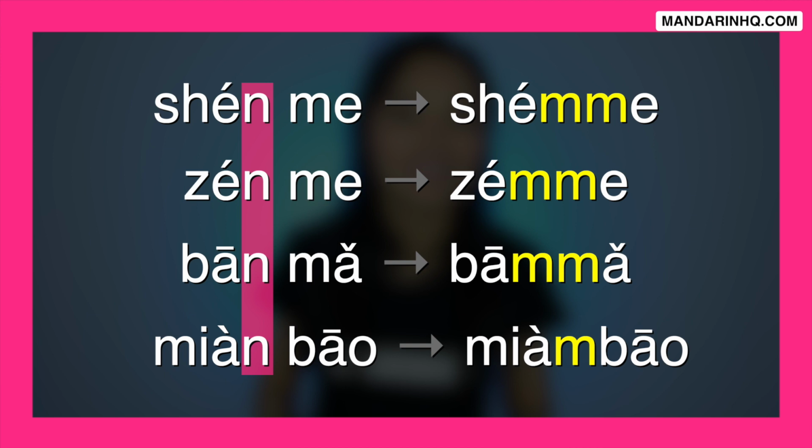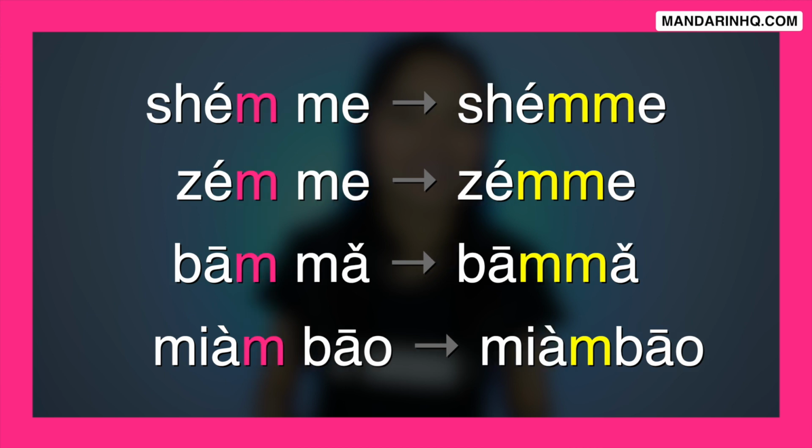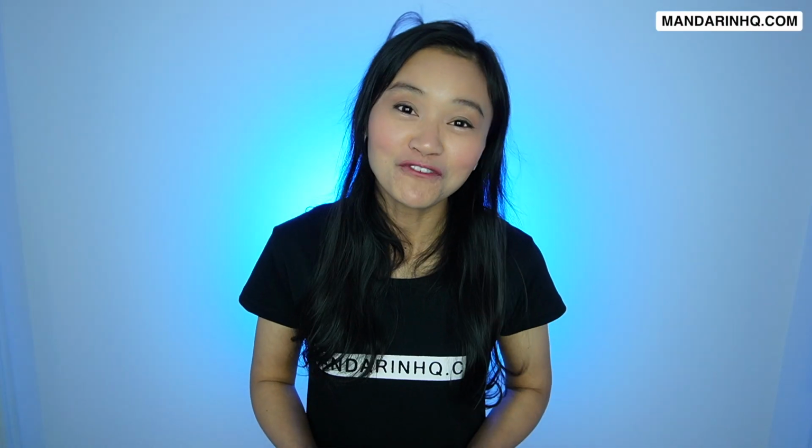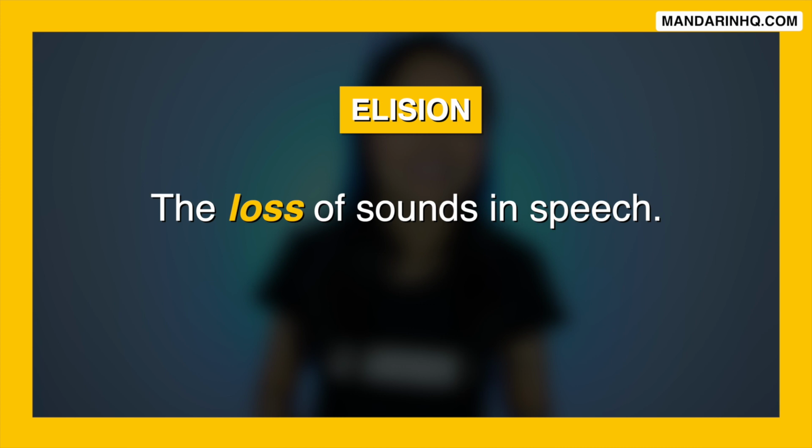So did you notice the pattern? The last sound of the first syllable changes to become more like the first sound of the second syllable. Good, let's move on. Elision. Elision is the loss of sounds in speech.